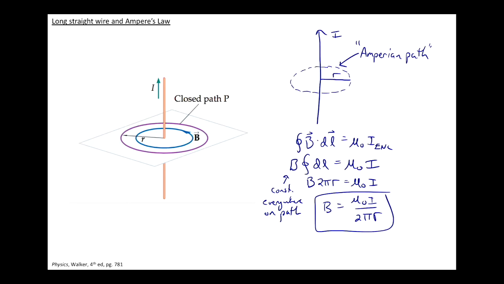It's just the place where we want to know the magnetic field. We want to know the magnetic field at some distance r away from the wire. So we created a little imaginary loop that has a radius r such that every point on there has the same magnetic field.